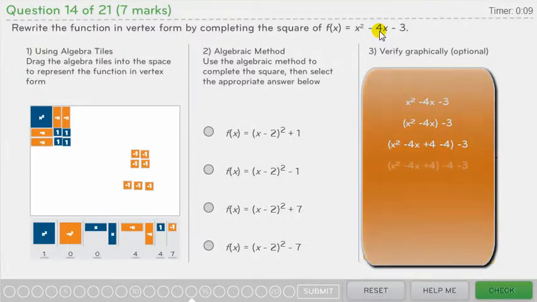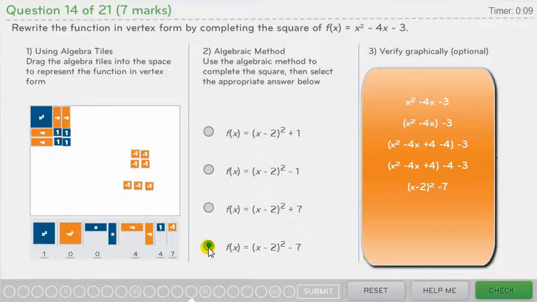Then I'm going to move that negative 4 to the outside of the brackets with the negative 3. This is going to create my perfect square trinomial. So therefore I get x minus 2 all squared, and the negative 3 and negative 4 create negative 7. So I've got that same answer twice now.